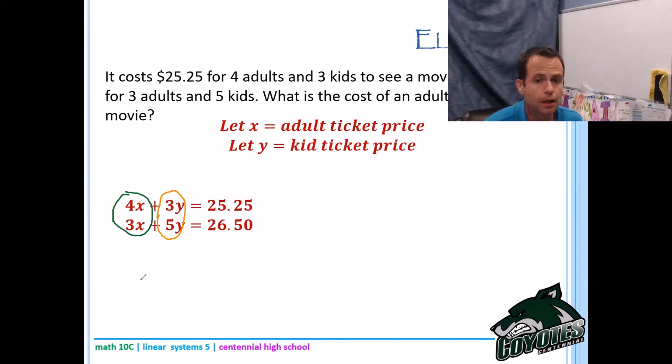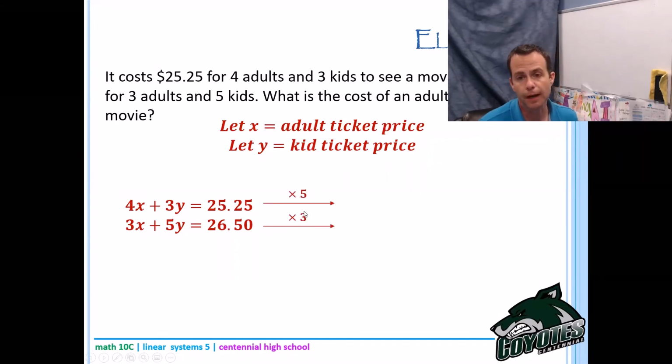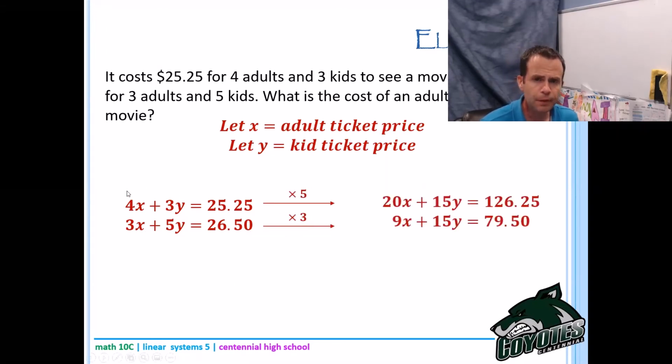Okay. So I chose in my slide to go with the 5 and the 3, so I'm going to end up getting rid of my Y's. So 4 times 5 is 20, 3 times 5 is 15, 25.25 times 5 is 126.25. Then on the bottom, 3 times 3 is 9, 5 times 3 is 15, and 26.50 times 3 is 79.50. So now I'm set up to eliminate. I want to ask myself, do I eliminate through addition or subtraction for this one?